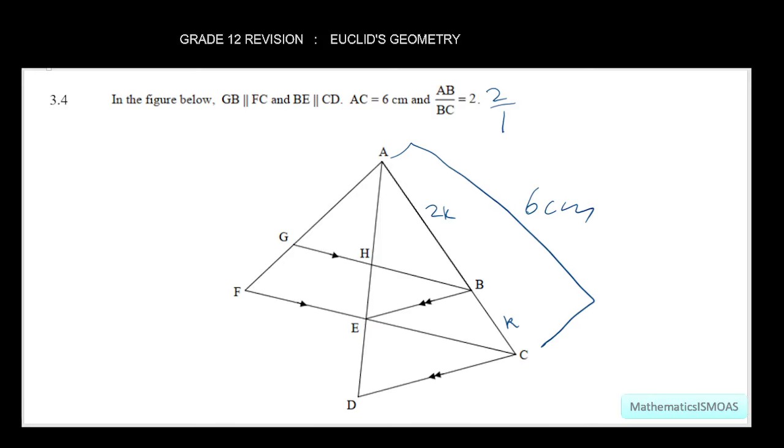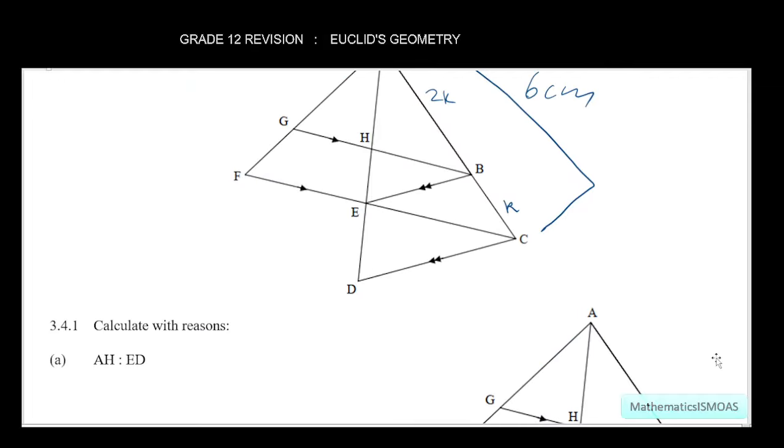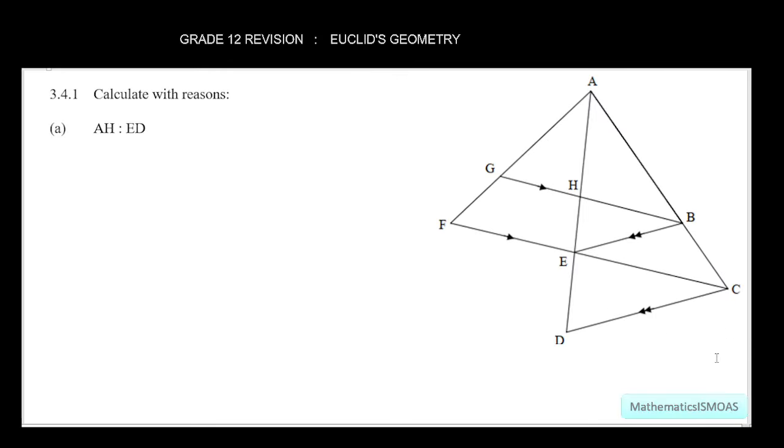All right. Then let's come to the questions. Let's first indicate our AB, 2K, our BC, K, and the length of AC there, 6 centimeters. Now, calculate with reasons the ratio AH to ED.